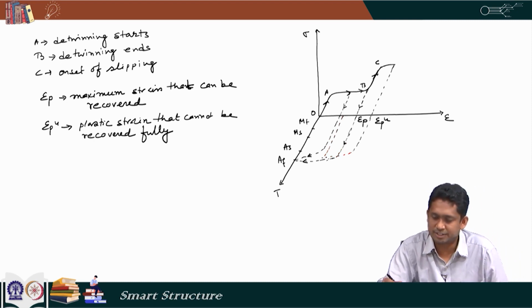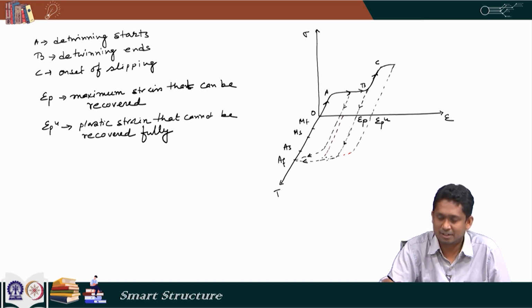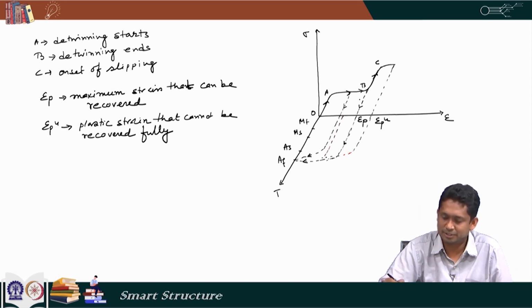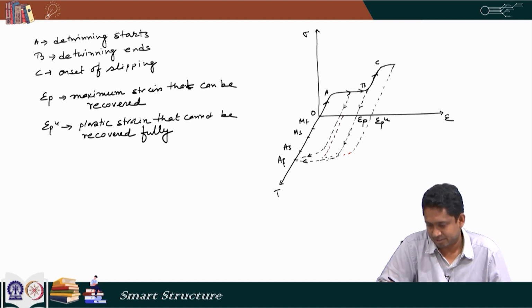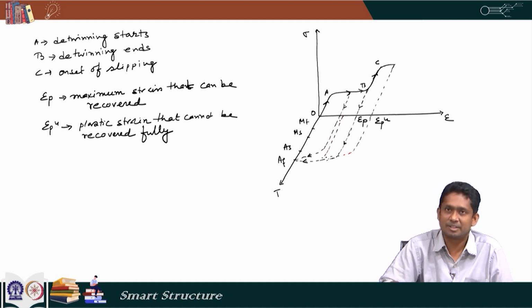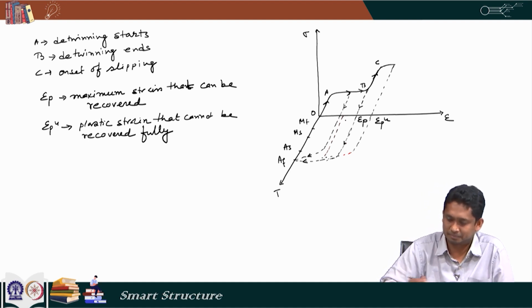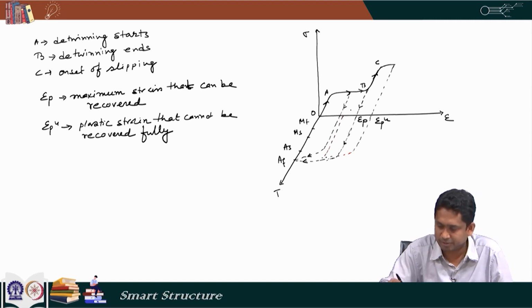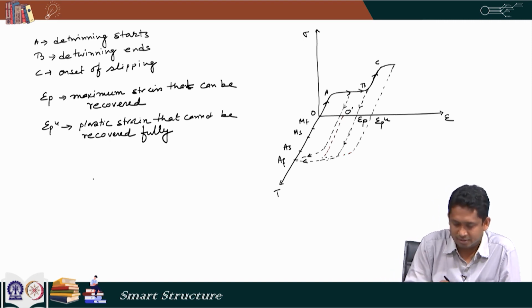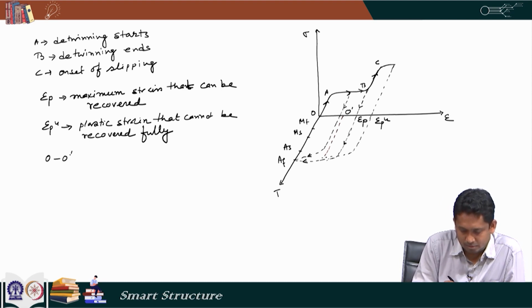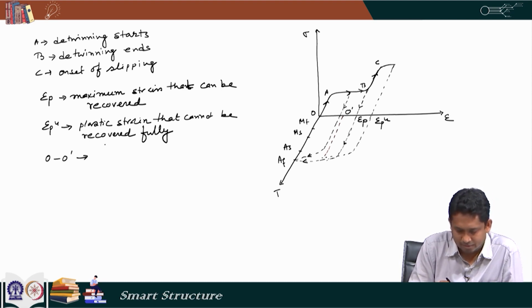So, if we load it beyond slipping, then on unloading and even after heating we cannot recover the entire strain. So, some amount of permanent deformation remains in the material, and maybe we can call this O dash, the strain that remains, the unrecovered strain.